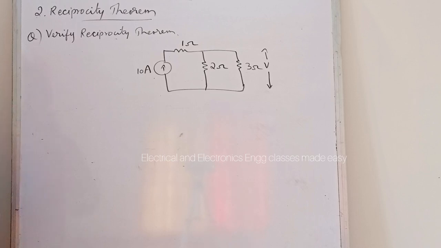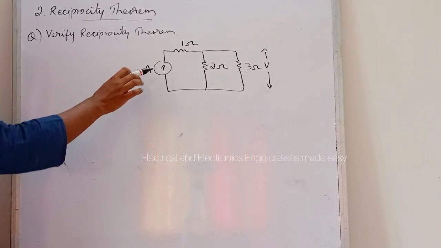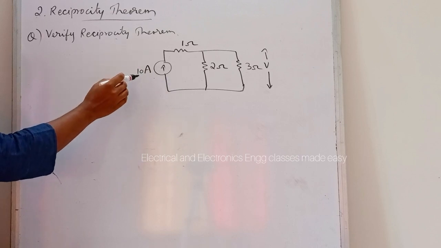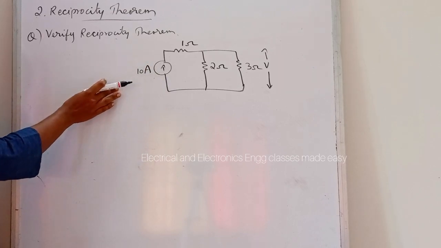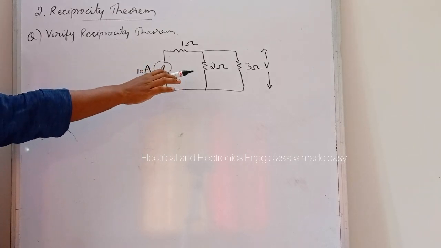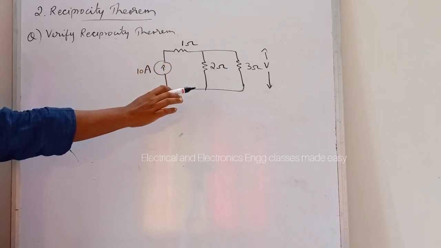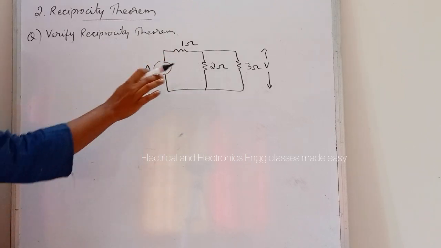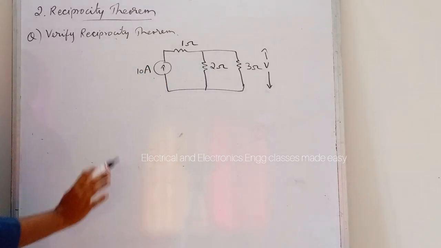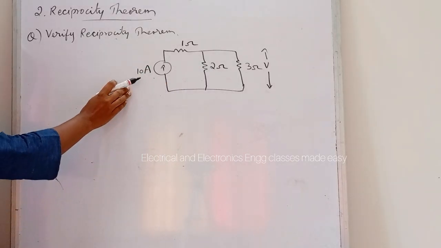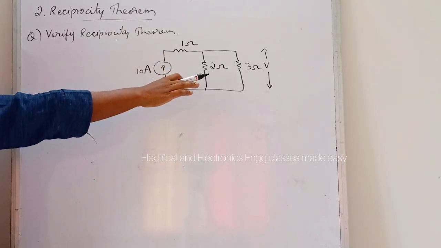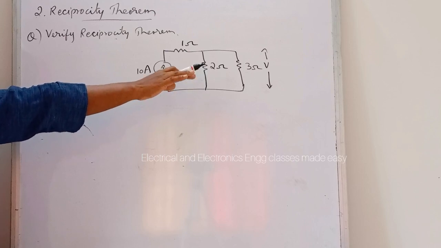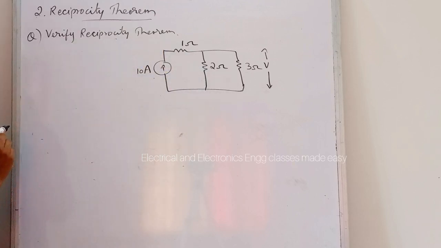Let us do another problem. Verify the reciprocity theorem for this network. So this is the network given and here the source is a current source. Here the output is the voltage across the 3 ohm resistor. So here the input is the current source. For the output, we have to find the value of the voltage across the 3 ohm resistor.